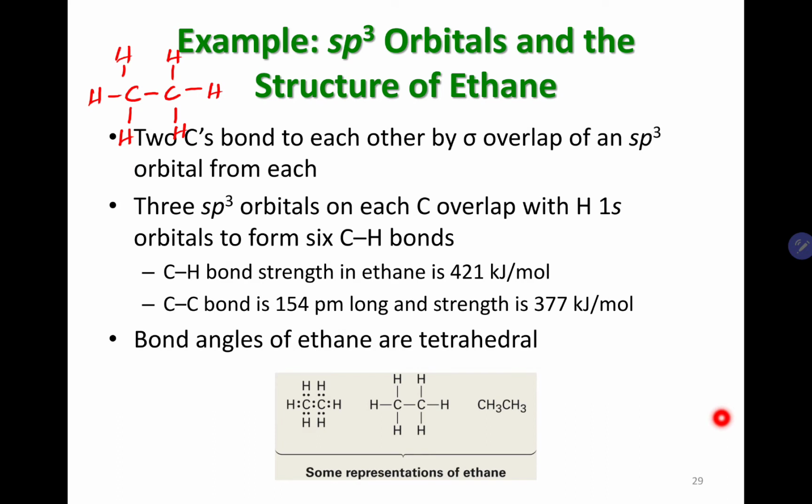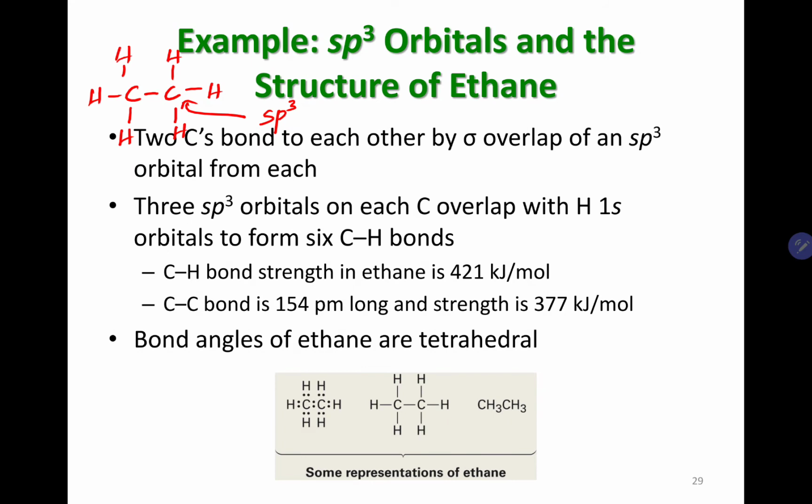So if each carbon has only single bonds, the hybridization of each carbon should be what? sp3. The hybridization of each carbon is sp3. That means each carbon is going to have a tetrahedral shape. And the bond angles of each carbon-hydrogen bond, or carbon-carbon bond, are going to be around 109 degrees. And the bond strengths are also listed here.